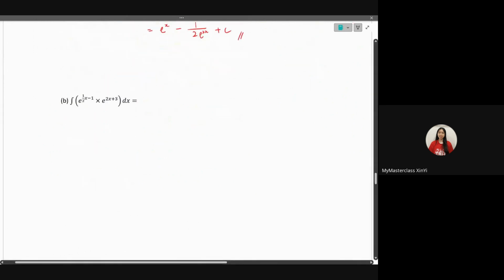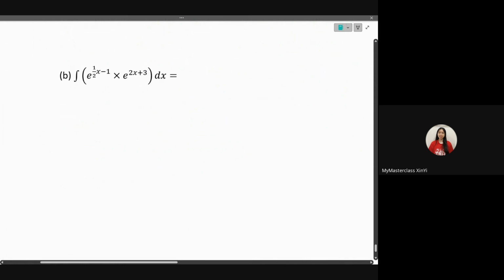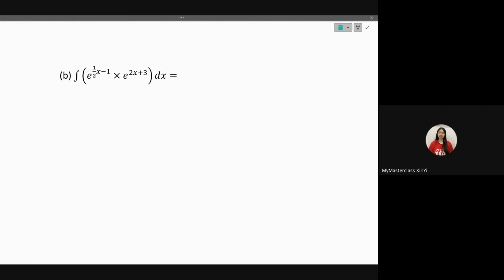Now, how about this? Now I have two exponential functions multiplied to each other. Same thing, there's no such thing as quotient rule, no such thing as product rule in integration. But what do we know? When I multiply exponential functions, they have the same base e. So when I multiply indices of the same base, I can add up the powers together. So this is how I'm going to simplify this.